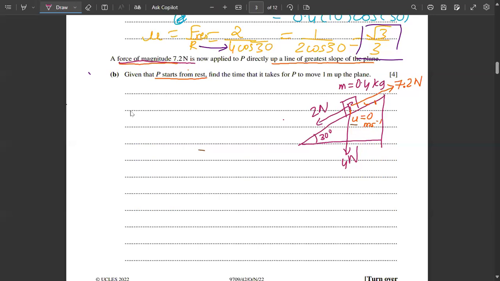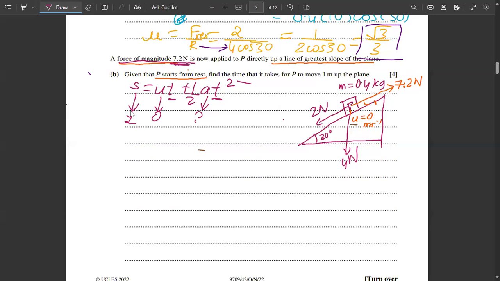So right now we have a new added force. We already have this system, and we need to find the time. And as you know, there is acceleration. We can use the equations of motion. We can use s equals ut plus half at square. For that, we know the displacement is 1, and we know the initial velocity is 0. We need to find the time, but we don't know the acceleration. Somehow we'll have to find the acceleration.